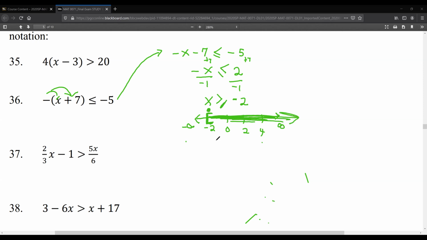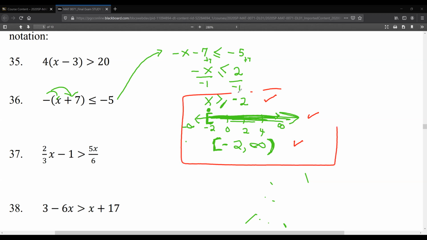And so in the interval notation, the endpoint is going to be a bracket, -2, and it's going to go to infinity. And remember, infinity always has a soft bracket. So let's look at these three notations here: the solution, the graph, and the interval notation. They all say the same thing, just picturing it in different ways.